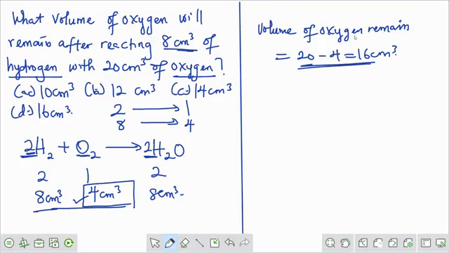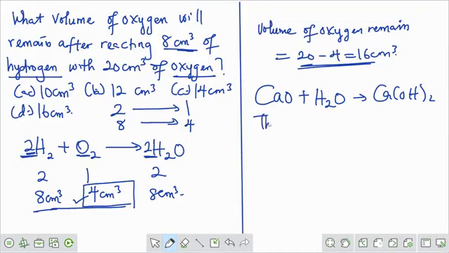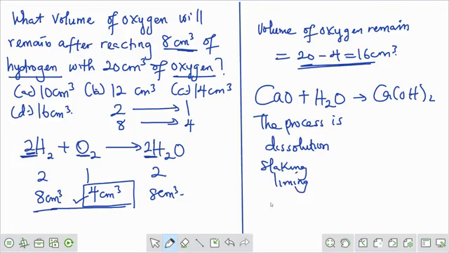Now, when they draw a reaction like this, CaO plus H2O, and you form a compound called Ca(OH)2 inside. They now ask, what's the name of this process? Options: dissolution, slaking, liming, mortaring.